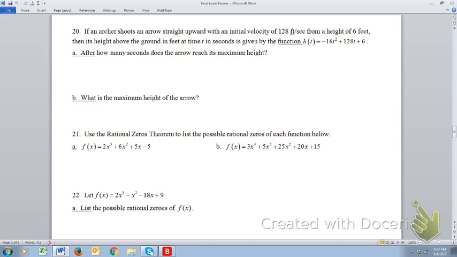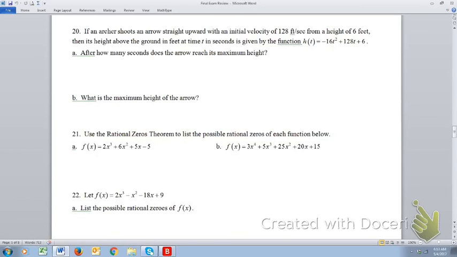So the most important thing starting here is making sure that you know what your variables represent. So notice first of all that t is time and h of t is going to represent the height. So let's go ahead and look at A here. It says, after how many seconds does the arrow reach its maximum height?